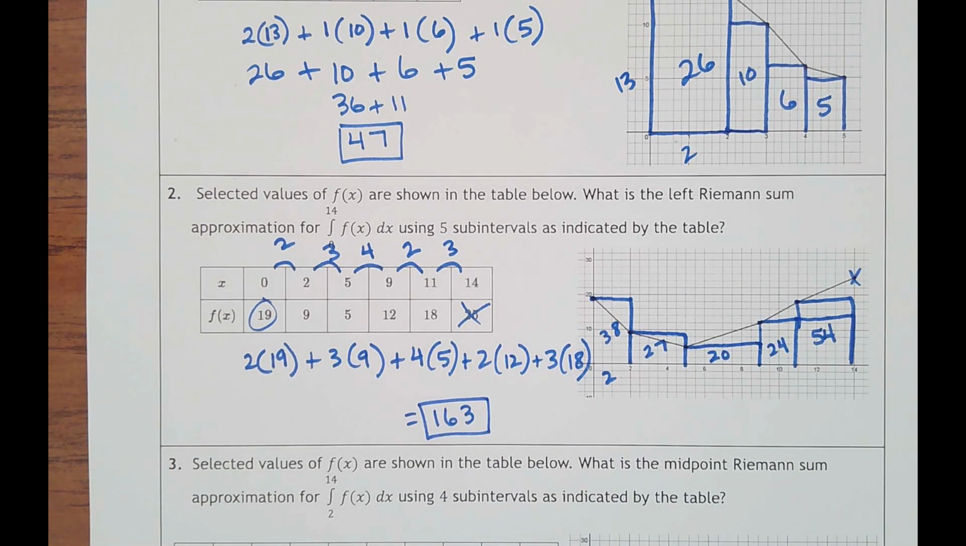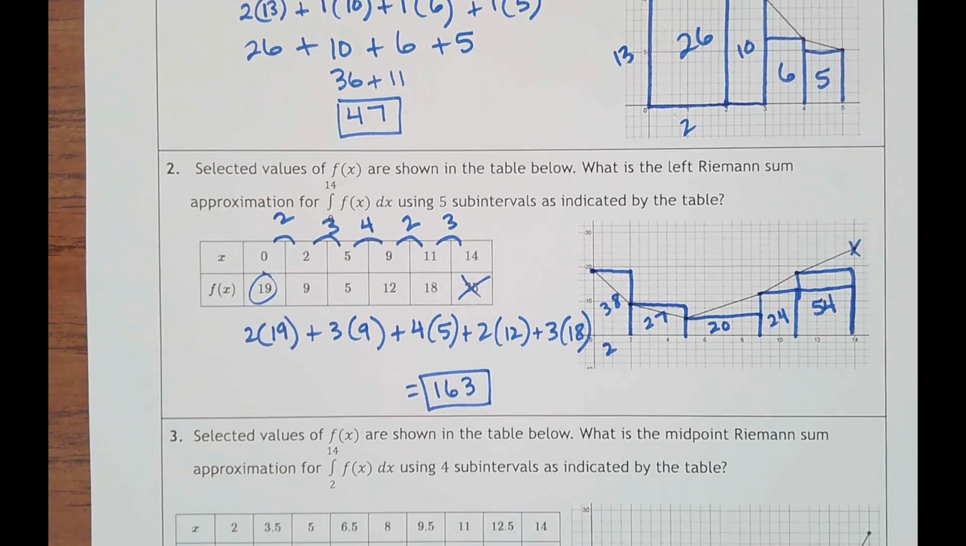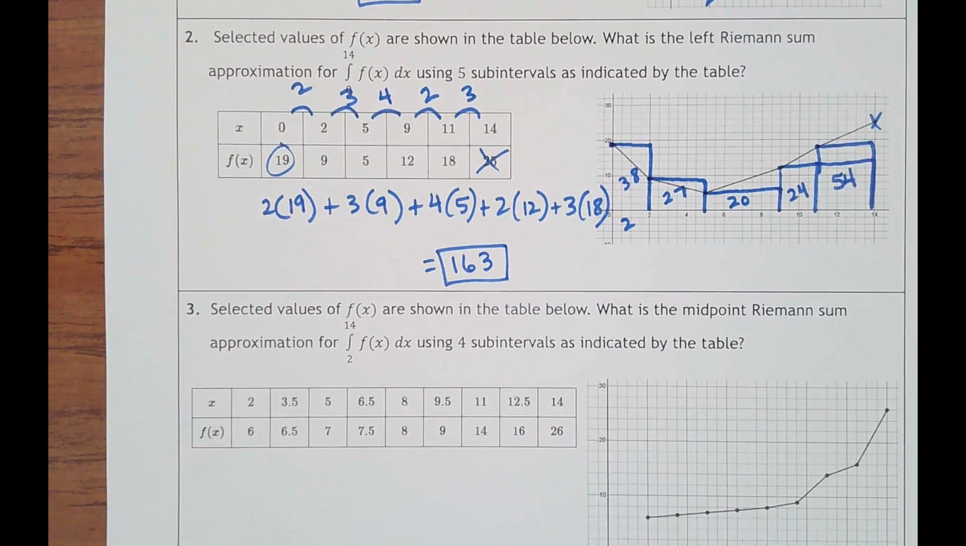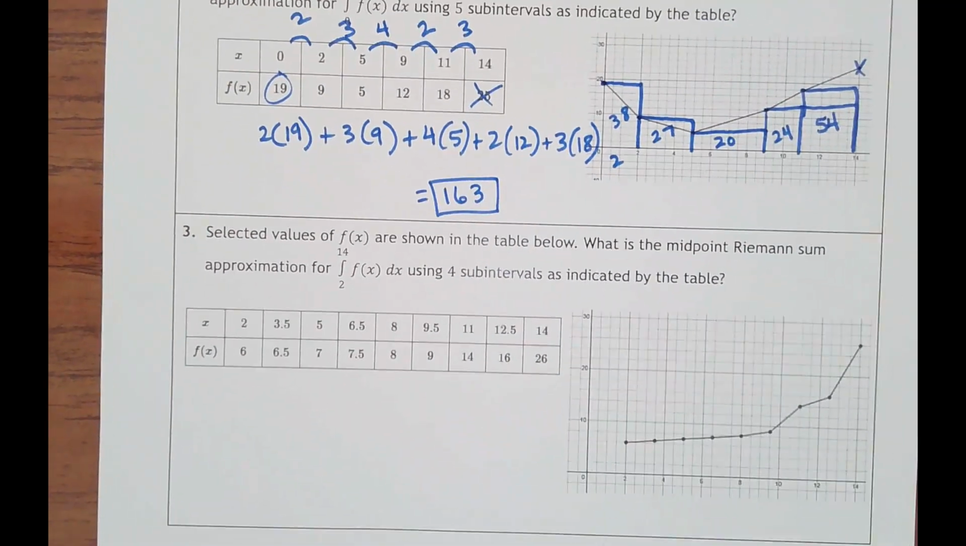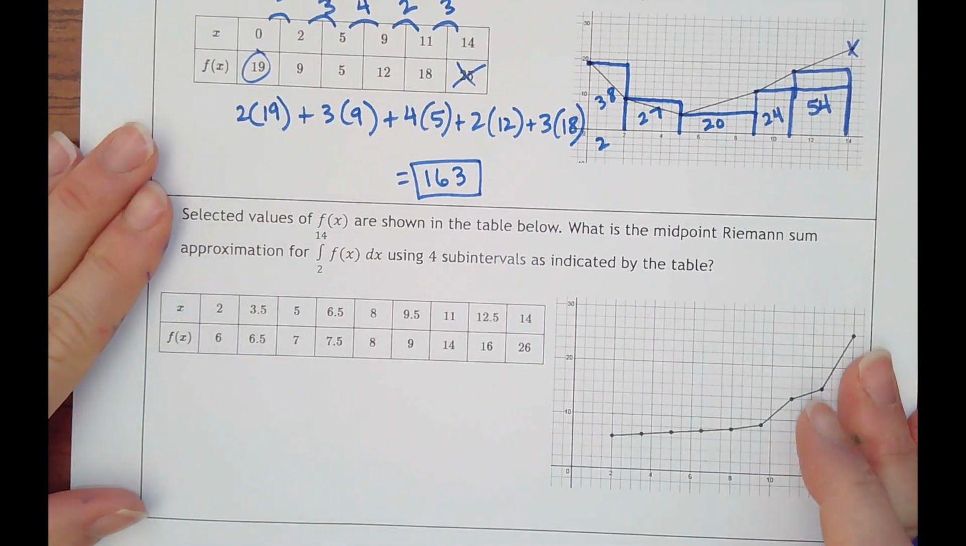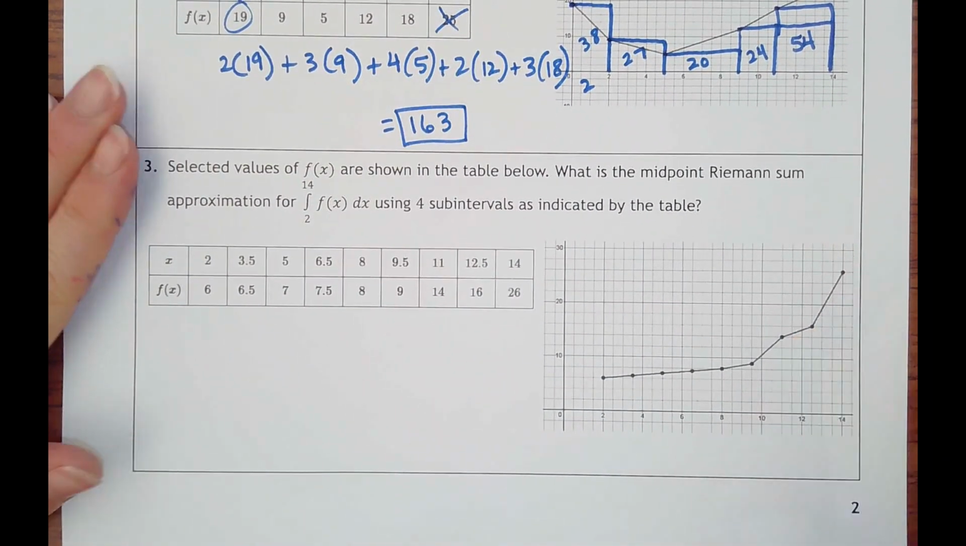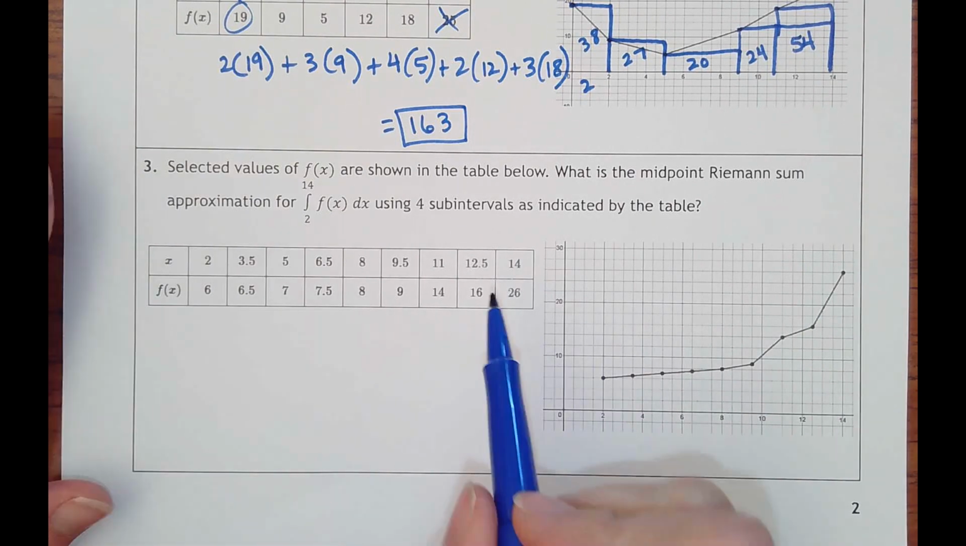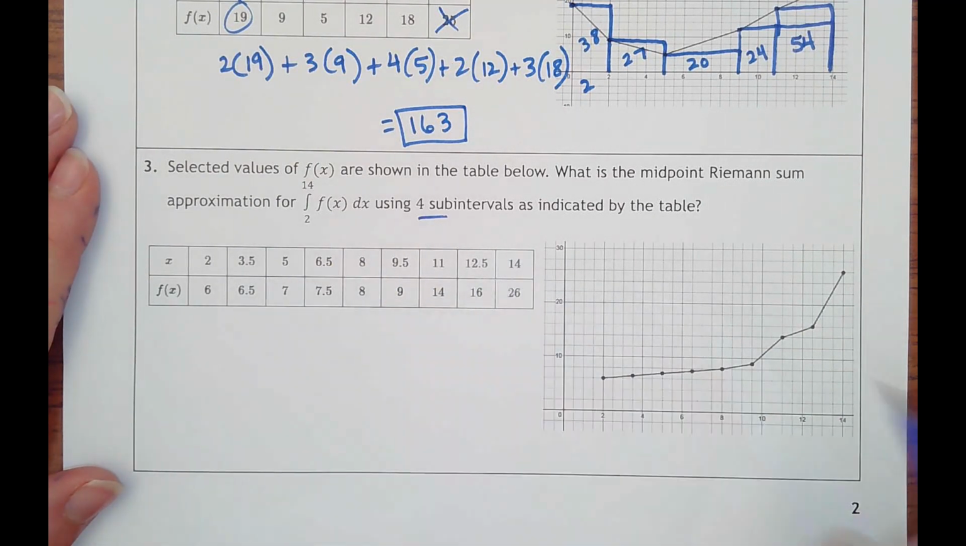And that should get an area of 163. All right, number 3. Now we're doing a midpoint, which is personally my favorite. We want 4 subintervals from 2 to 14.